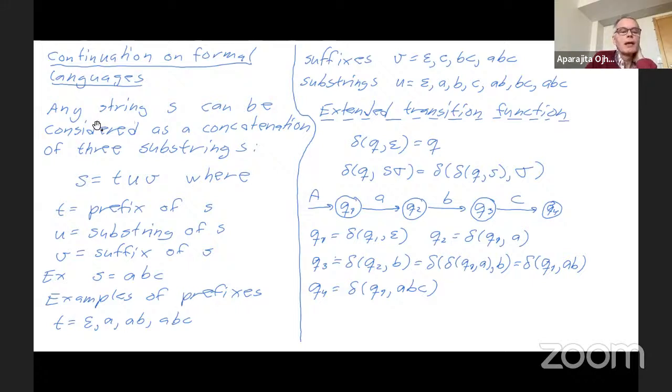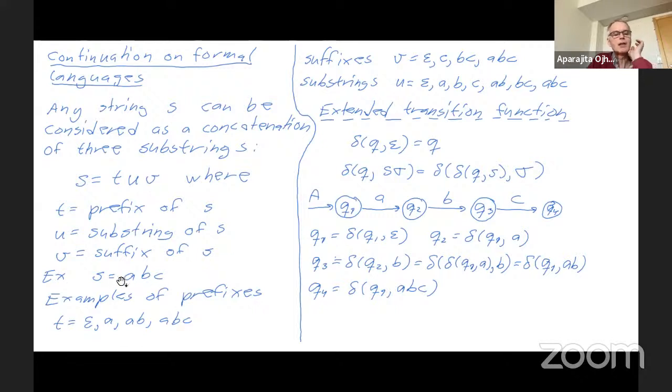So any string can now be considered as a concatenation of 3 substrings, namely a prefix of S, a substring of S, and a suffix of S. In this case, our string S includes 3 parts here. I have divided it into 3 parts: first T, followed by U, then followed by V. T is called a prefix, U is a general substring, and V is the suffix of S.